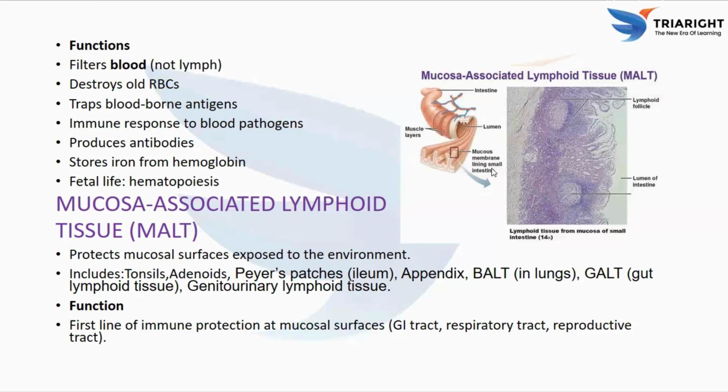And here is a picture of the MALT. This picture shows part of the intestine, the muscle layers, which help to move the food through the intestine. And there is a mucous membrane lining the small intestine. This is a moist inner lining that absorbs food and contains the immune cells. And here is the lumen, a hollow space inside the intestine where food passes. So this diagram shows where MALT is located inside the wall of the intestine.